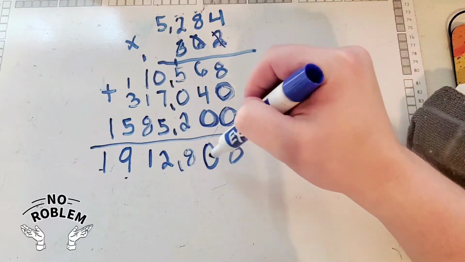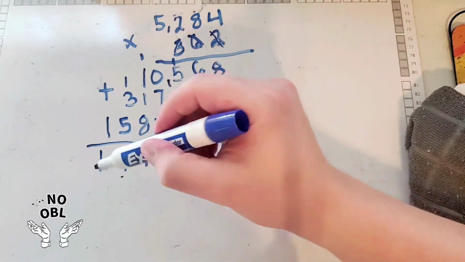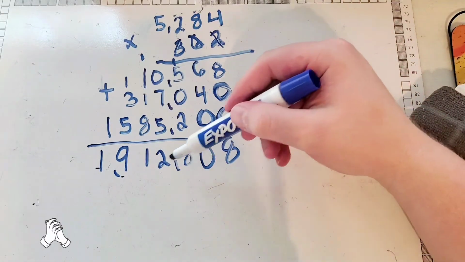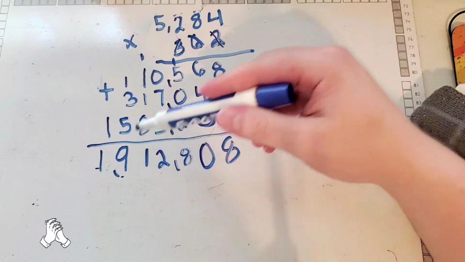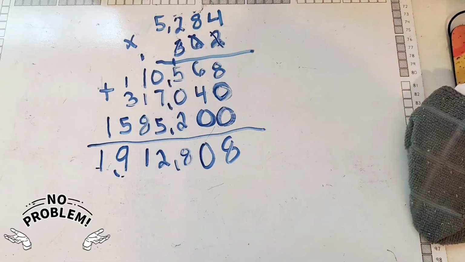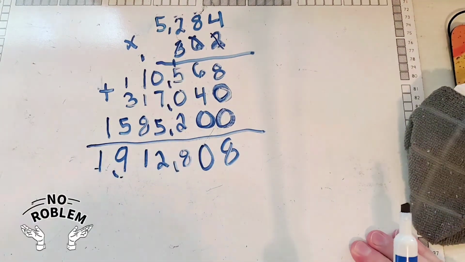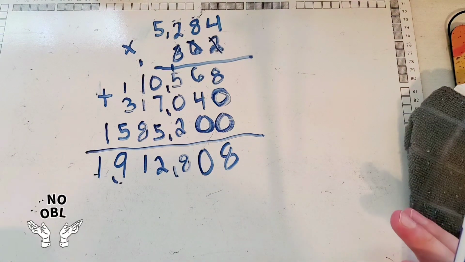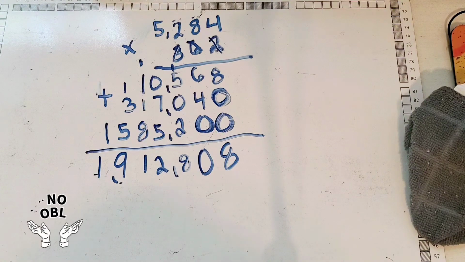So, I've got 1, 2, 3, 1, 2, 3. So that's my ones, tens, hundreds, thousands, 10,000s, 100,000s. My answer's in the millions, and it is 1,912,808. So as long as you know your facts, you go slow and keep track of everything, you'll be good to go. It works like every other multiplication problem. I hope this helps, and I hope you're having an excellent day.